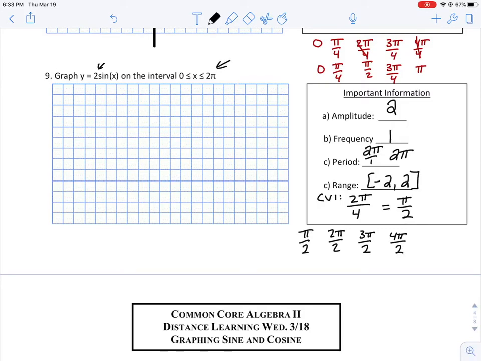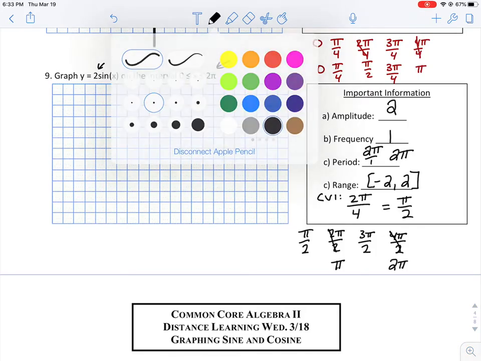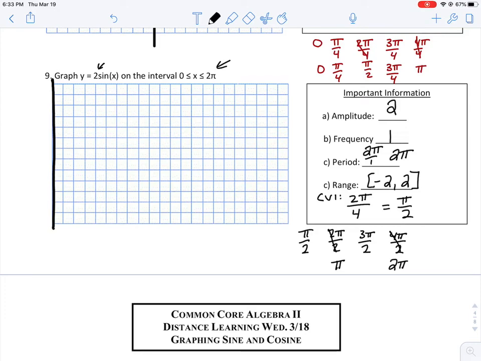Check your domain. They want you to stop at 2 pi. So simplify these until you get something that is going to stop there. And this could simplify too. So let's set up our axes. And let's label everything that I have.